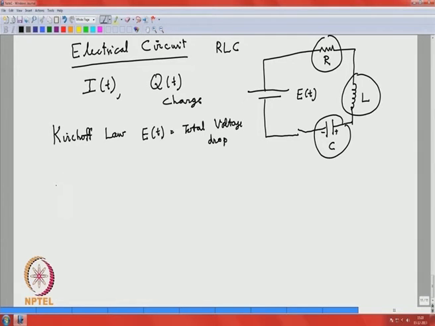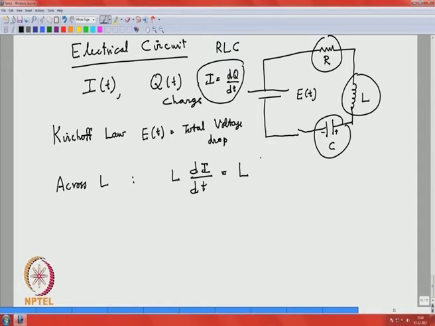So, across L, what is the voltage drop? L into di by dt. That you know. This comes from how they are designed. If you know a little bit of electrical circuits and the equipment, you can see that this is the kind of voltage drop. You also have a relation here: I is nothing but dq by dt. So you have that relation also. These are standard things when you study the basics.